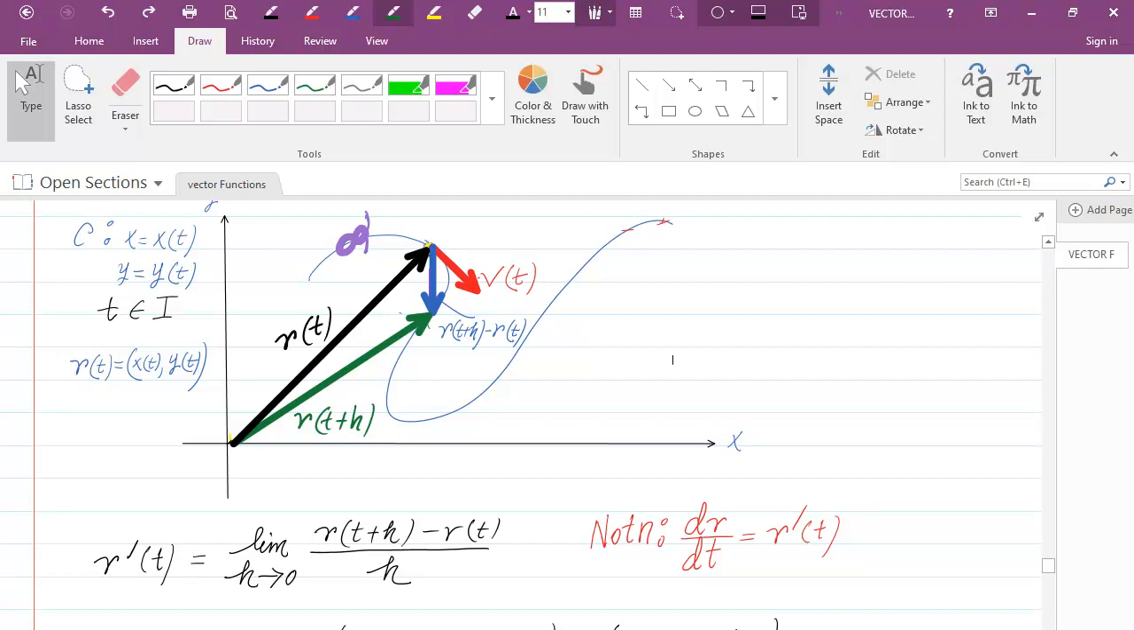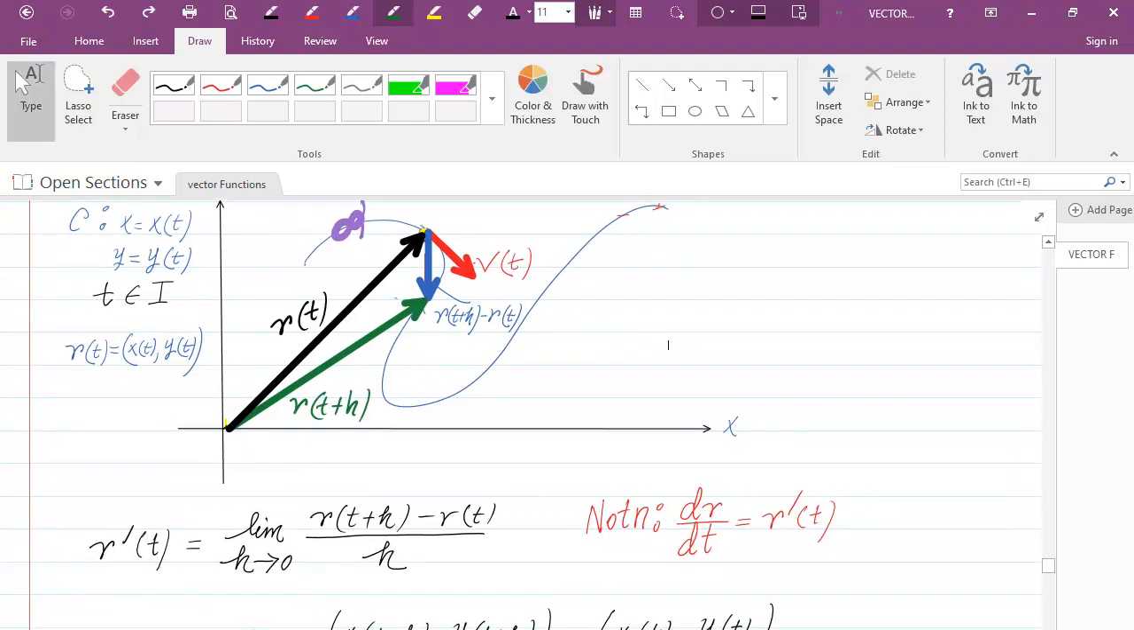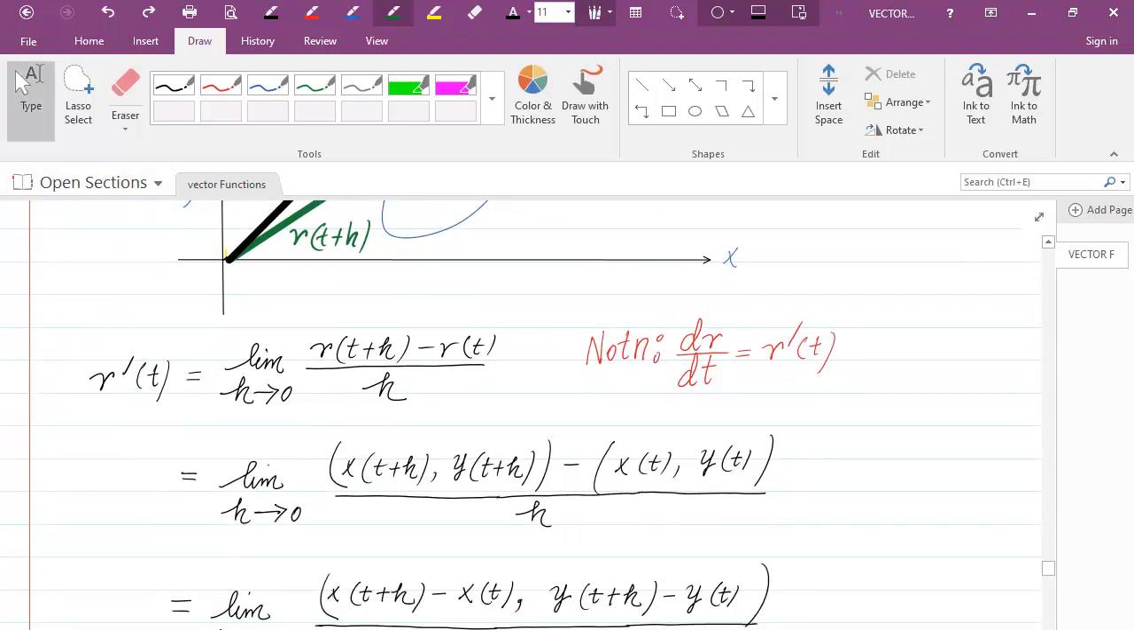In the context of the bug, the derivative of r of t would be the velocity of the bug, because in the numerator of this limit we have the change in position divided by the change in time. So this is the rate of change of position with respect to time, and so this derivative gives us the velocity of the bug. Now, what is this limit?